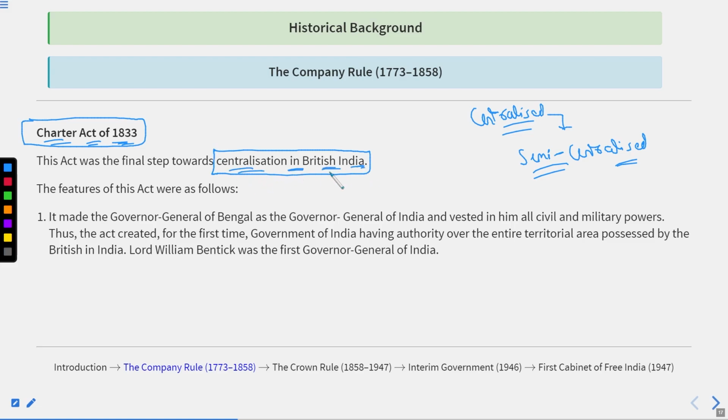Okay. So what were the features of this act? First, it made the Governor General of Bengal the Governor General of India, and vested in him all civil and military powers. Thus, the act created for the first time the government of India having authority over the entire territorial area possessed by the British in India.